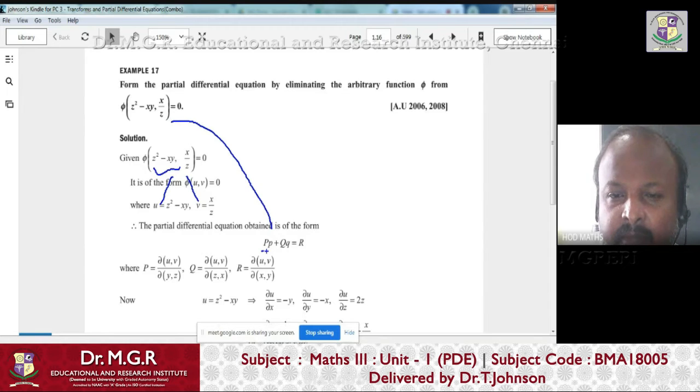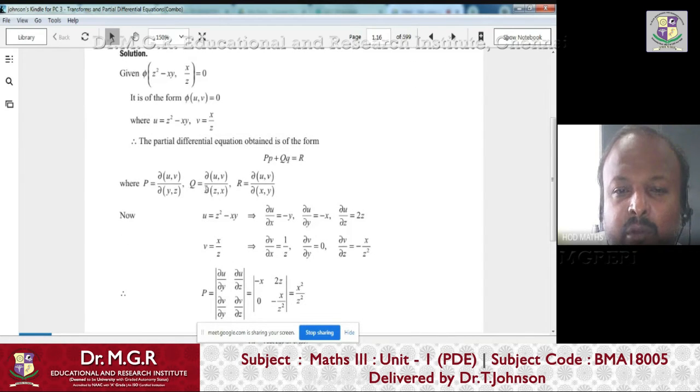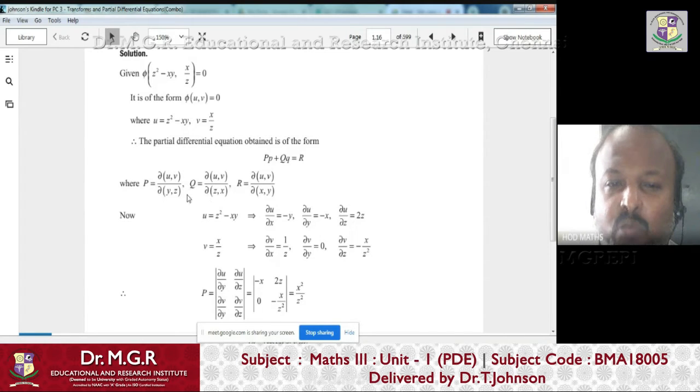It is of the form capital P into small p. Small p is nothing but dou z by dou x, plus capital Q into small q. So capital Q is some function of x and y, but small q is dou z by dou y, and capital R. So what are this capital P, capital Q, and capital R? That is only given in here. The capital P, capital Q and capital R are nothing but the derivatives of u and v with respect to yz, with respect to zx, with respect to xy.